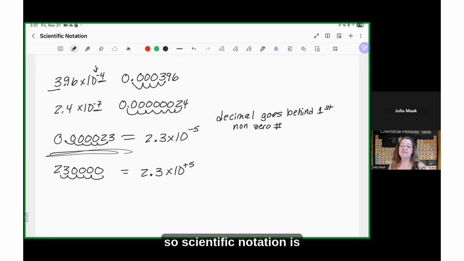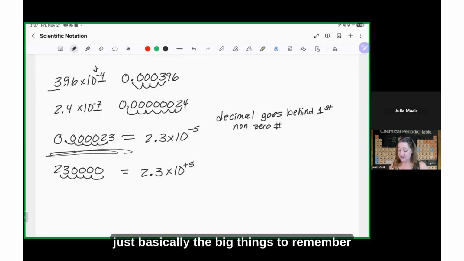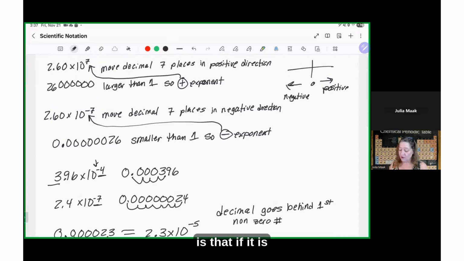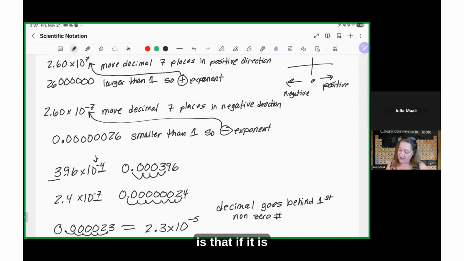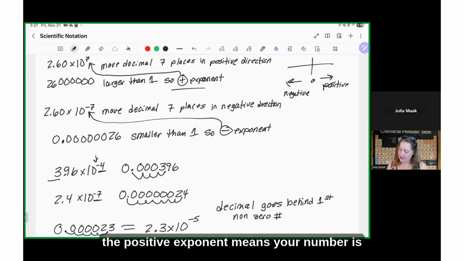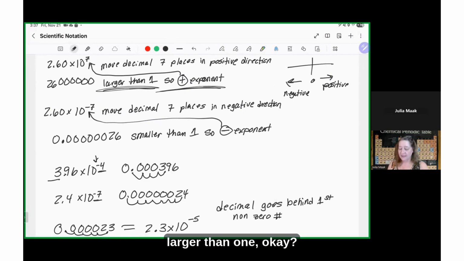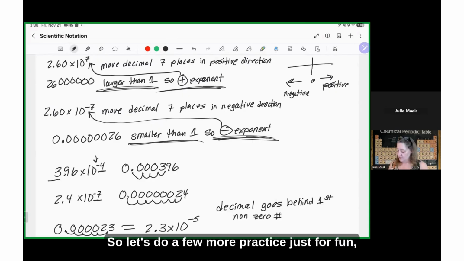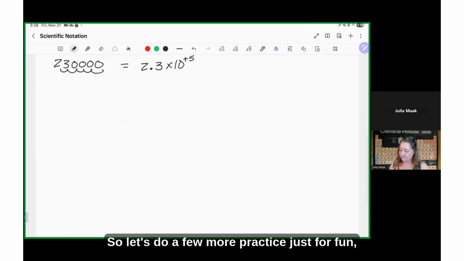Okay, so scientific notation is just basically the big things to remember is that if it is a positive exponent, like right here, the positive exponent means your number is larger than 1. Okay, if it's a negative exponent, your number is smaller than 1. Okay, so let's do a few more practice just for fun.